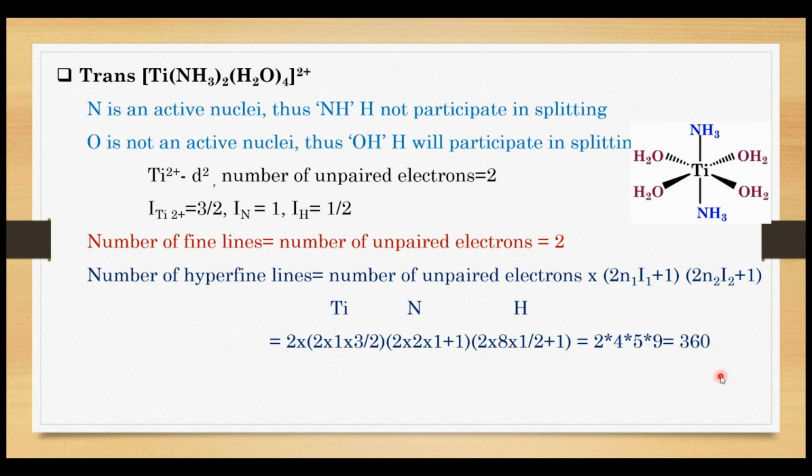You have to remember this: fine lines means unpaired electrons, and hyperfine lines means unpaired electrons into the splitting caused by the active nucleus. I think it is clear. The Drago rule is very important. Also the number of fine lines and hyperfine lines is very, very important. You have to work on it using some examples.